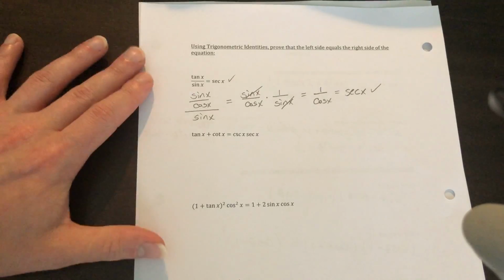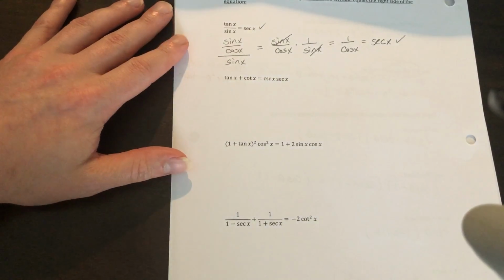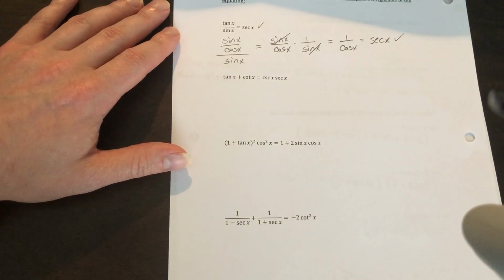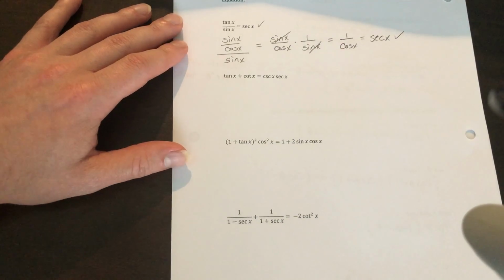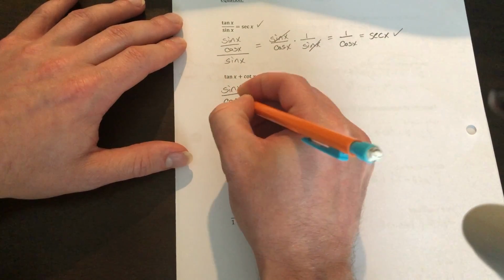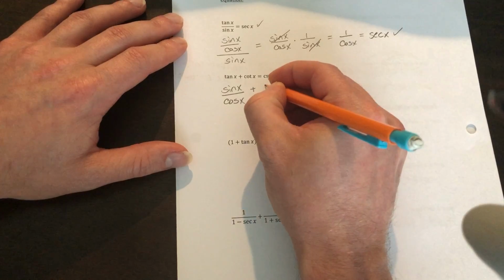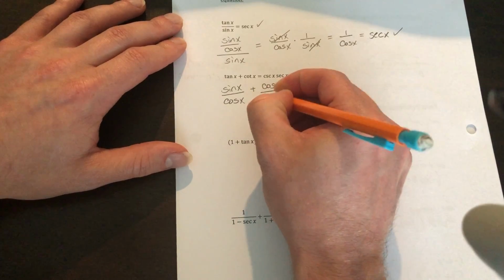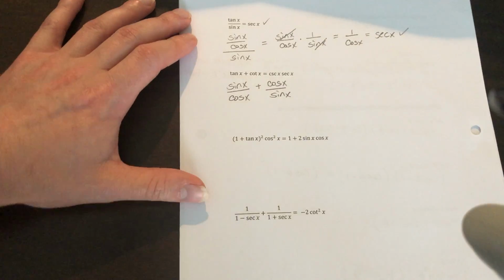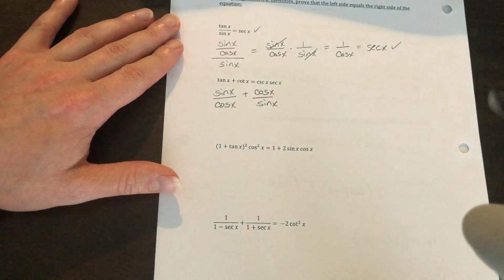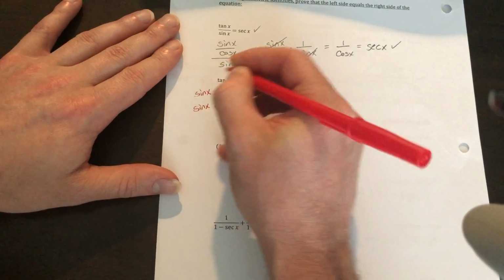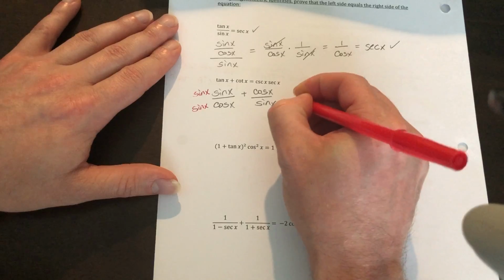Okay. Next question. Tangent of x plus cotangent of x is equal to cosecant x secant of x. So I don't see any squares or ones, so I'm probably going to start by getting everything down to sines and cosines. Tangent is sine of x over cosine of x. Cotangent of x is cosine of x over sine of x. Now, we have fractions and we're adding them. We have to get a common denominator. So this one's missing a sine of x on the bottom. And this one's missing a cosine of x.